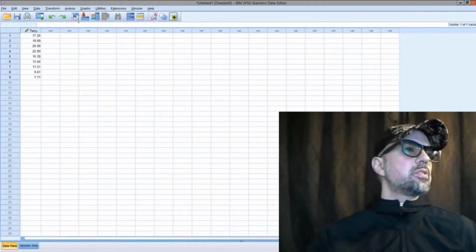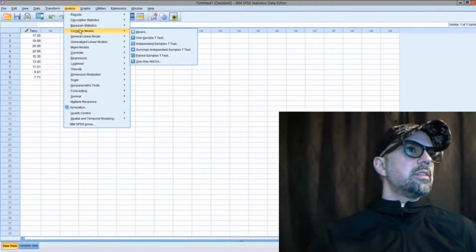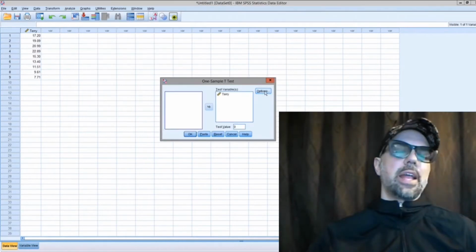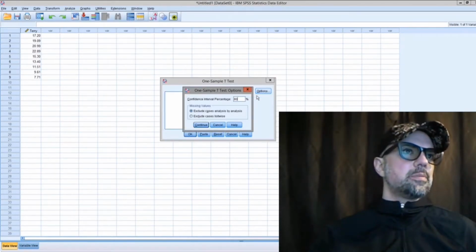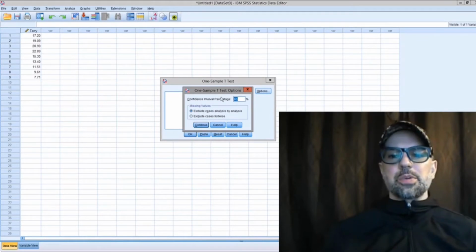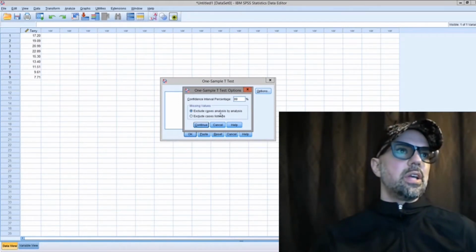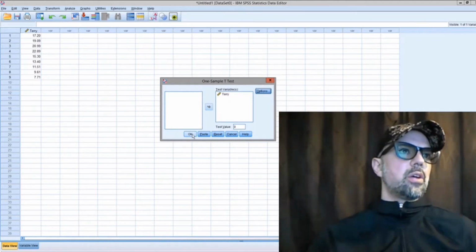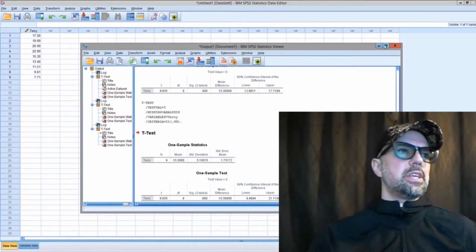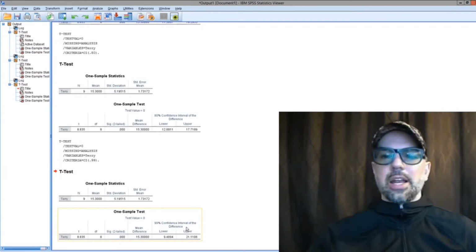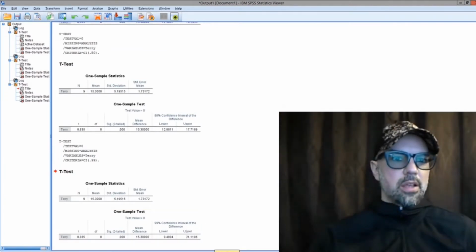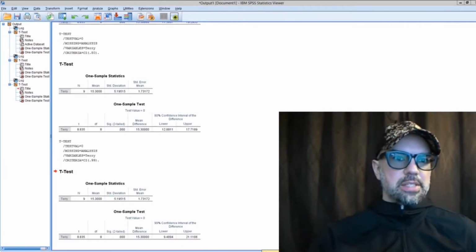All right, and then the last one, we go to analyze, compare means, one sample t-test. Again, already set up. We hit options. The confidence interval percentage that last monkey researcher wanted was a 99% confidence interval. We hit continue. We hit OK. And we see that we have calculated a 99% confidence interval. All right, so that is the SPSS output.